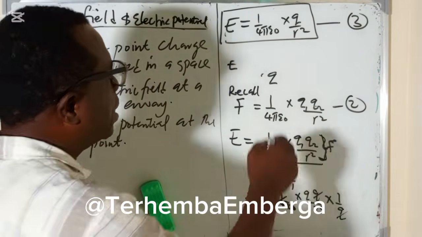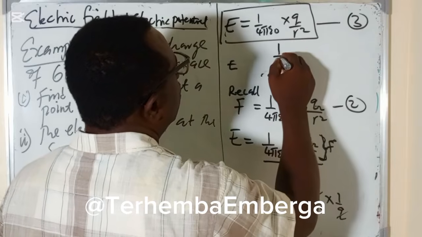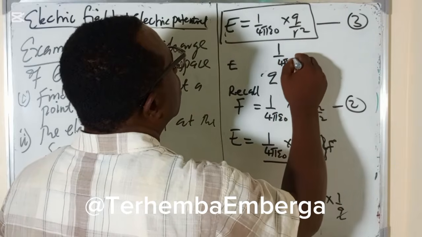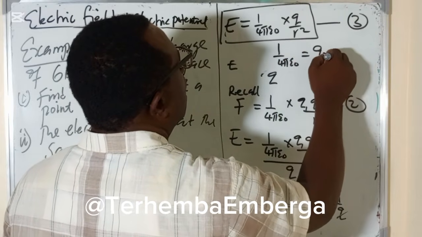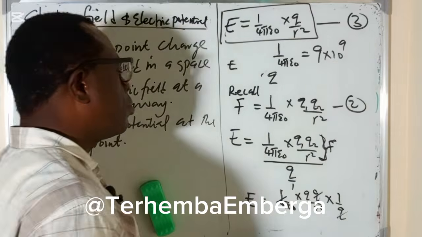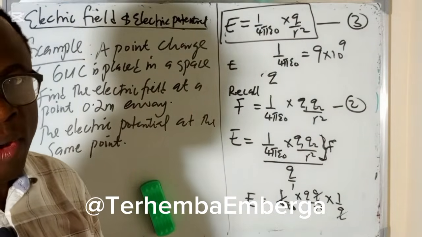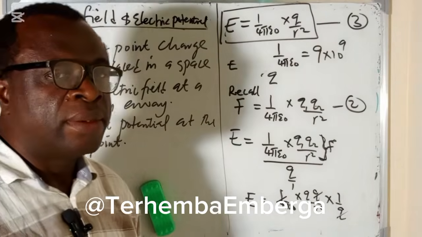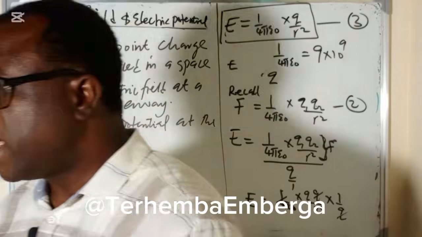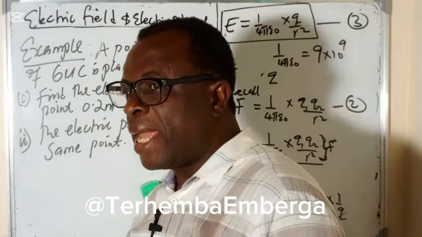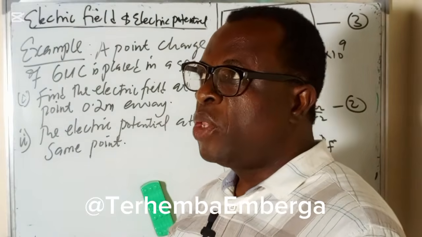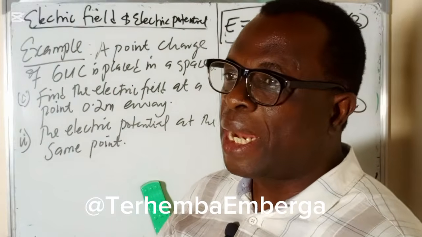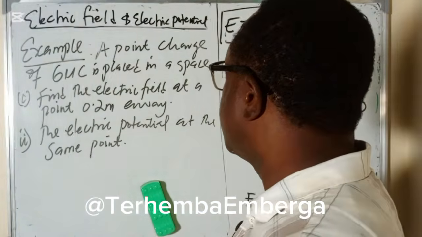Remember, this is a constant. 1 all over 4 pi epsilon naught has a value of 9 times 10 raised to the power 9. And we're aware of that. So what is electric potential? Electric potential is the potential energy per unit charge in an electric field.